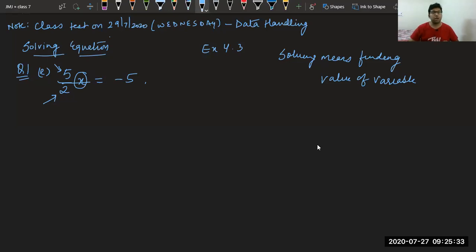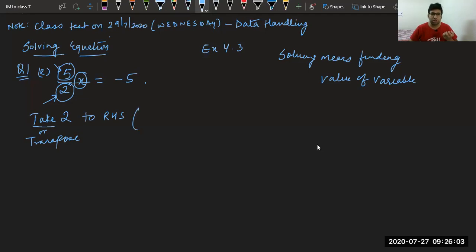Now we can see this 2 is extra over here, and this 5 is extra over here. We have to see what they are doing on the left hand side with the variable. They are getting divided and multiplied with the variable. So first step, take 2 to the right hand side. You can write take or transpose, anything that you want. Transpose 2 to the right hand side.